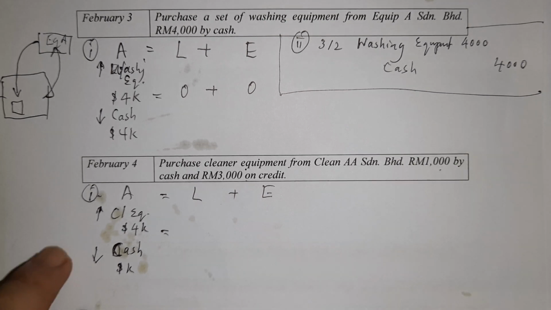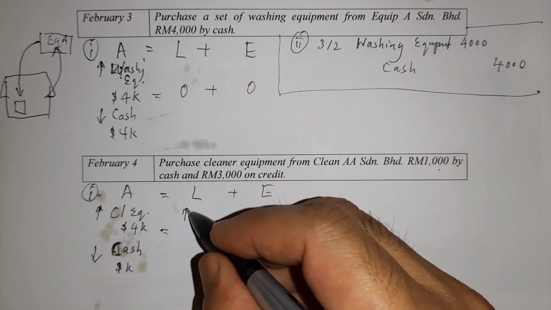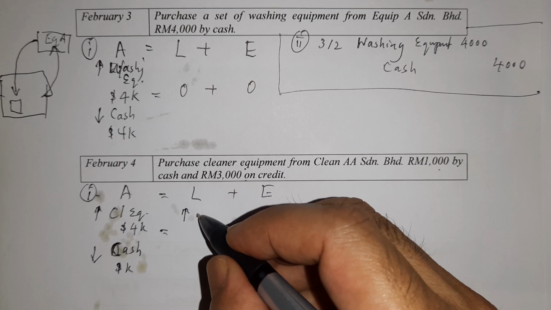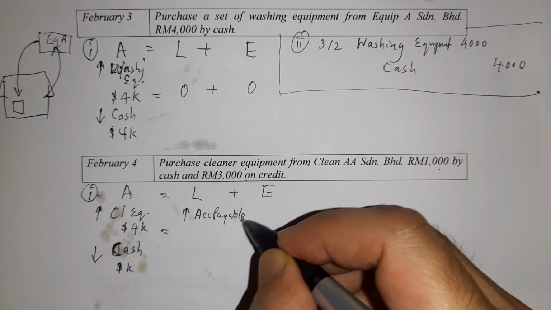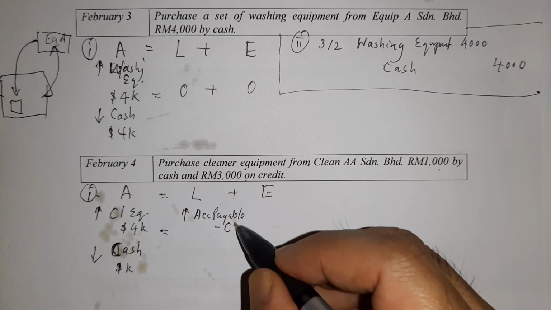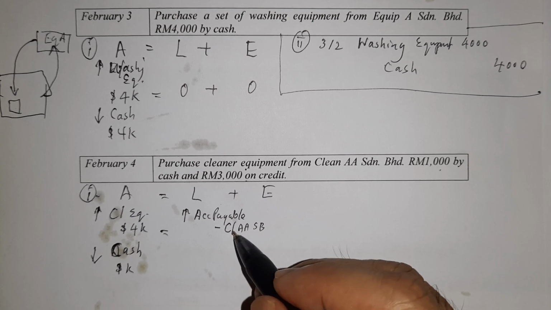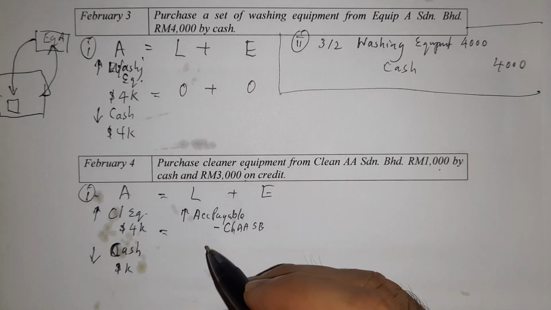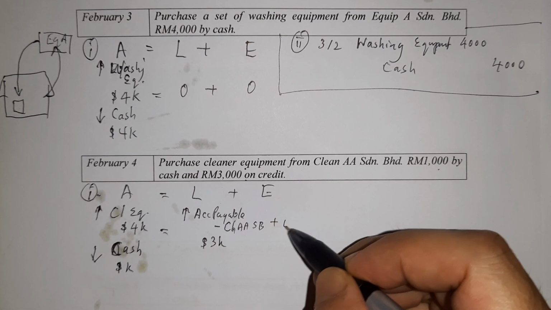At the same time, the company still owes the creditor 3,000. When the company owes somebody, it is a liability. So liability increases. The name of the liability is accounts payable. The name of the supplier is Clean AA Sdn Bhd. The amount is 3,000. There is no effect on the equity.